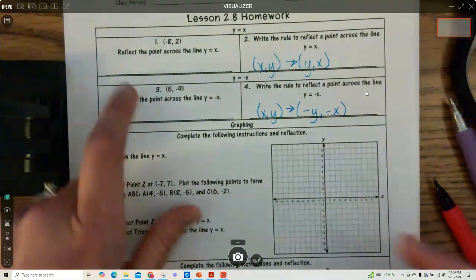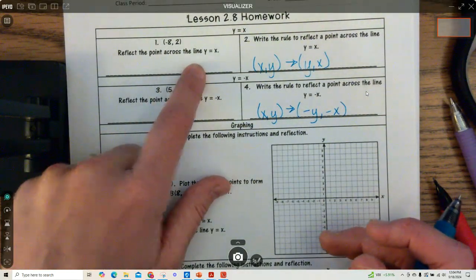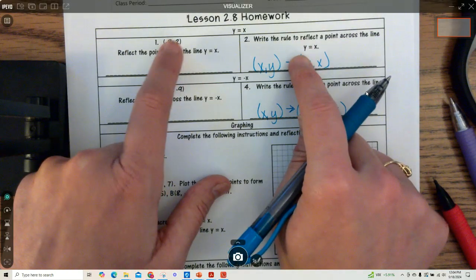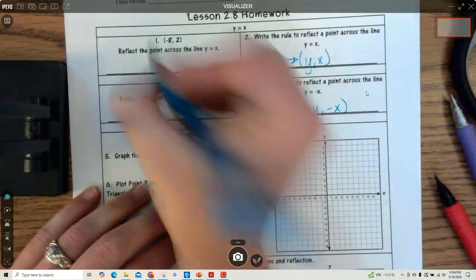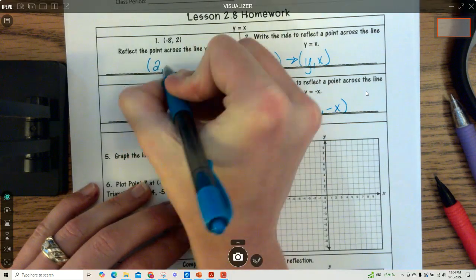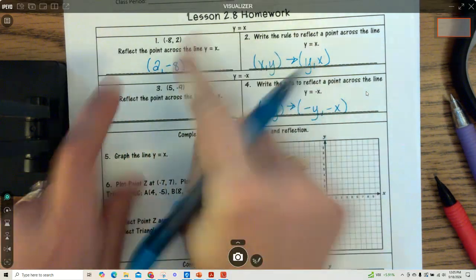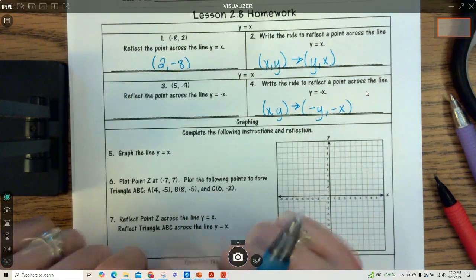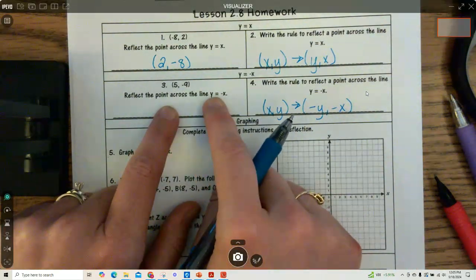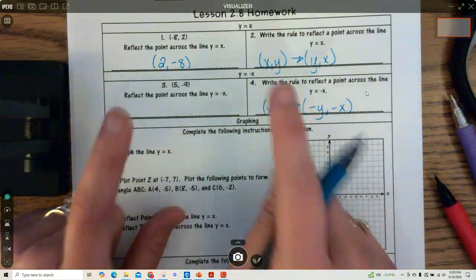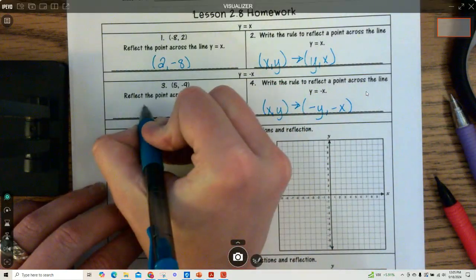Okay, so when we go to do this, it says reflect the point across the line y equals x. That's this rule. If we're using this rule, all we do is we reverse the ordered pair. Take your 2 points, flip them. Okay? If we're reflecting across y equals negative x, we flip them, but we change their signs.